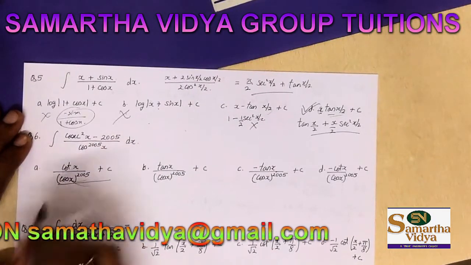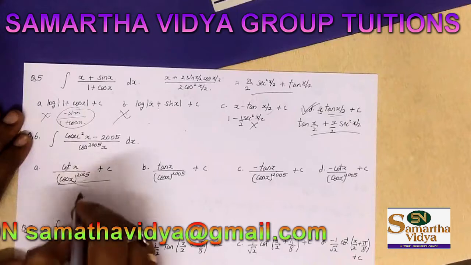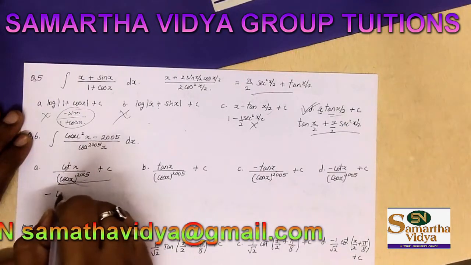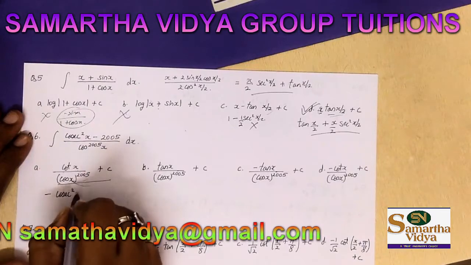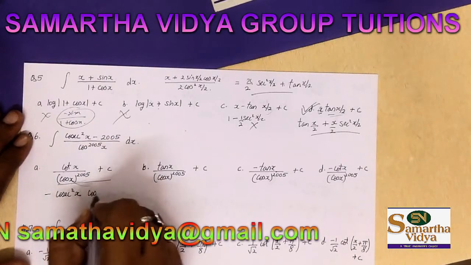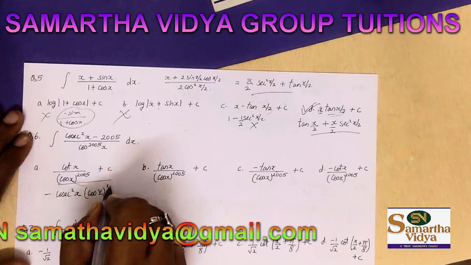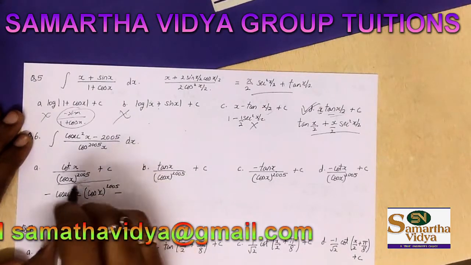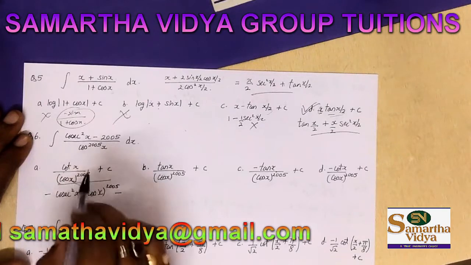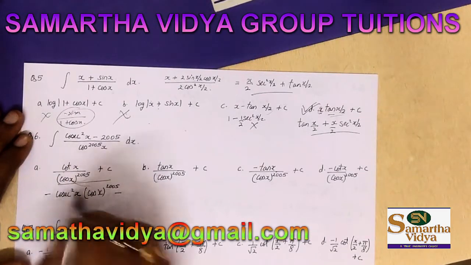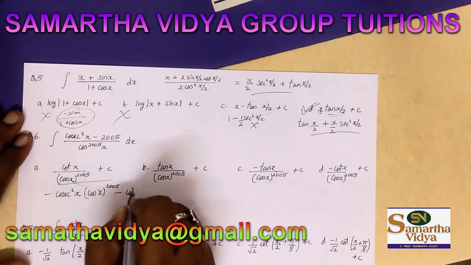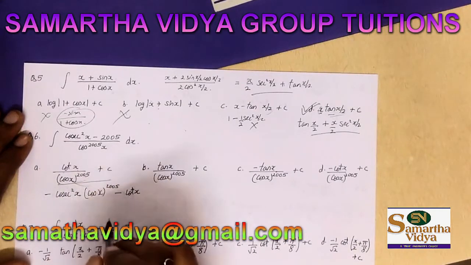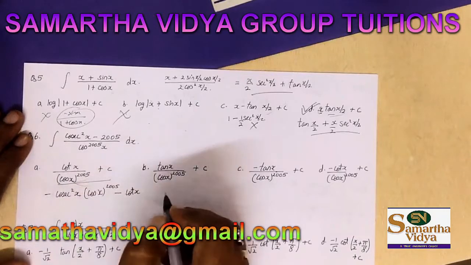So first we'll find the derivative of cot x. Now we know that the derivative of cot x is minus cosec square x into cos x raised to 2005, minus, it's going to be the derivative of the denominator and cot x as it is. So cot x remains as it is, and we have cos x raised to 2005.